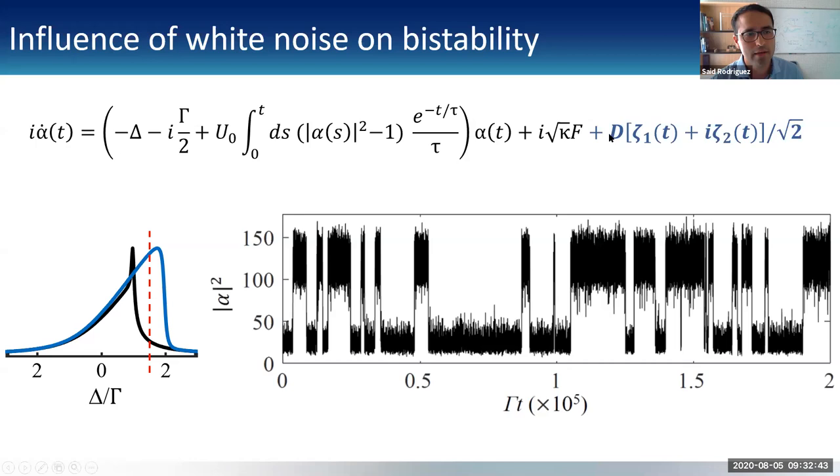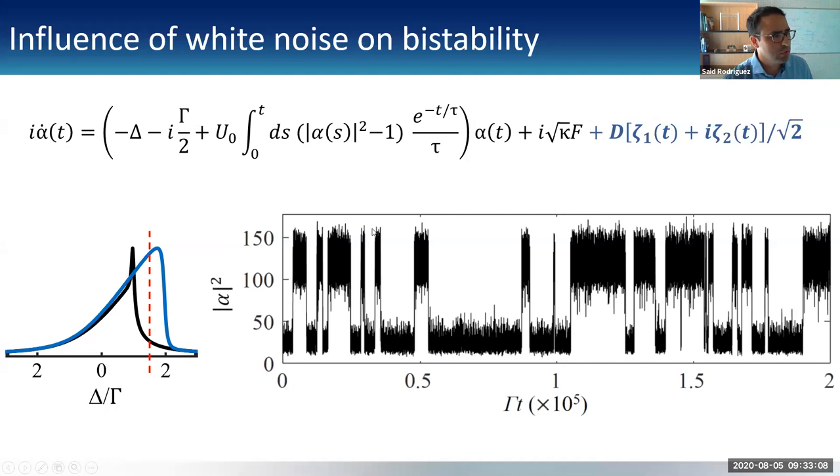For this particular talk, I will focus on theta 1 and theta 2 being Gaussian processes that give us white noise. So the noise power is constant in frequency. And that means that the noise is delta correlated.